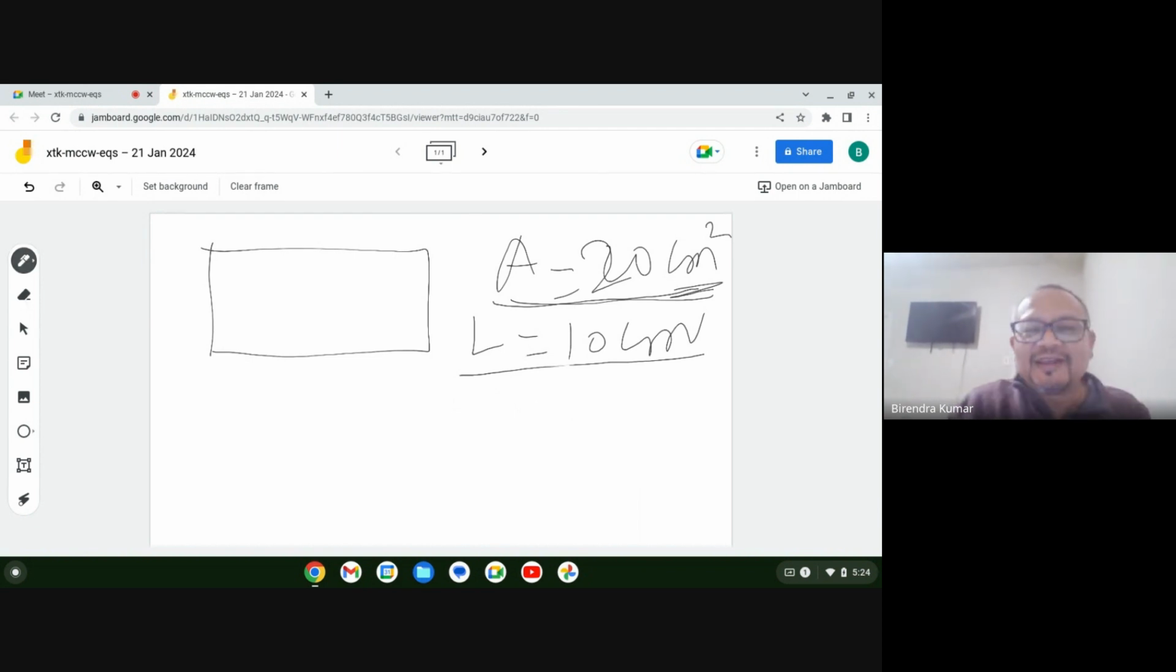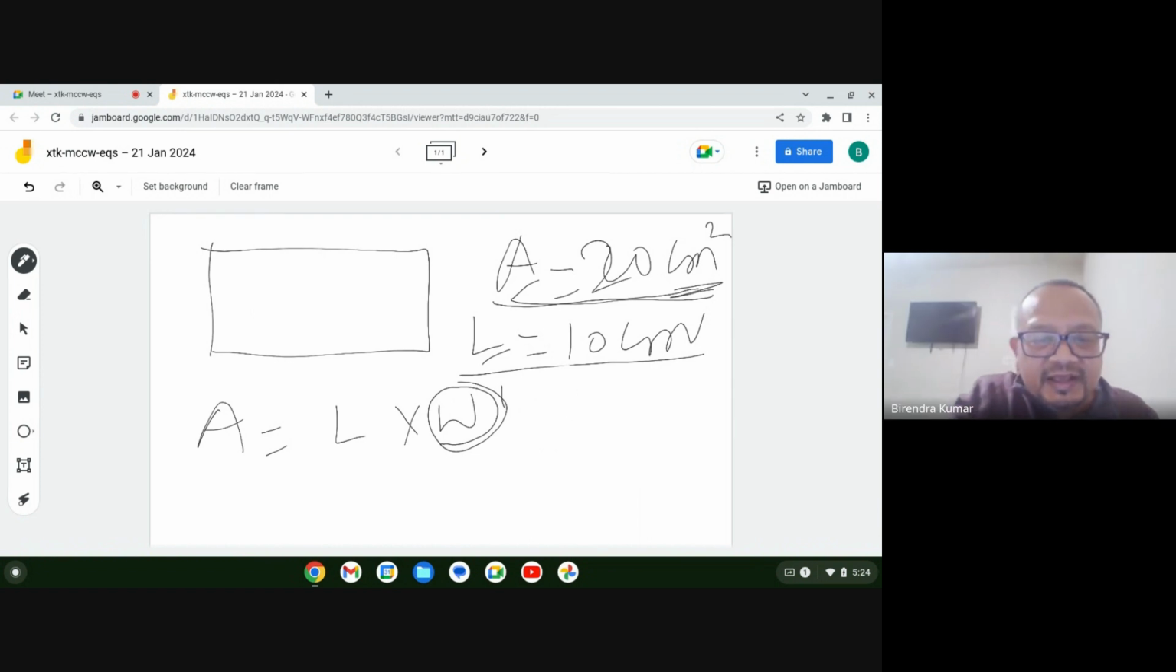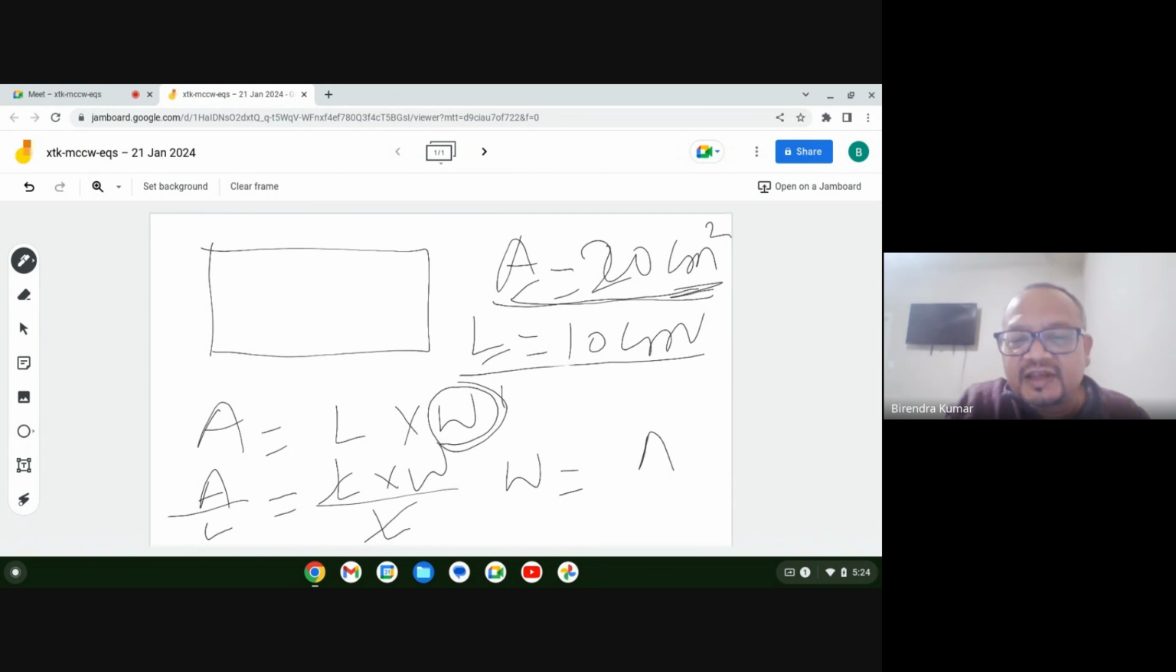Okay. So what we know is area of a rectangle is length into width. We know the length already. We know the area also. What we are trying to find out is width. So can I say I will divide both the sides with length? What happens? Length is gone. So my formula is changed now. Width equals area by length.